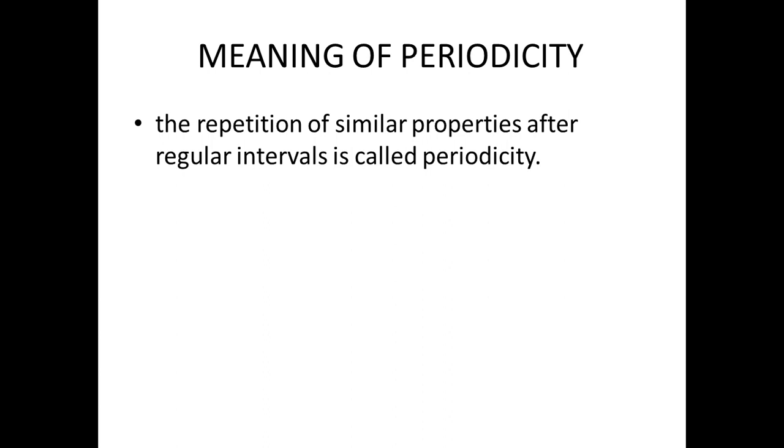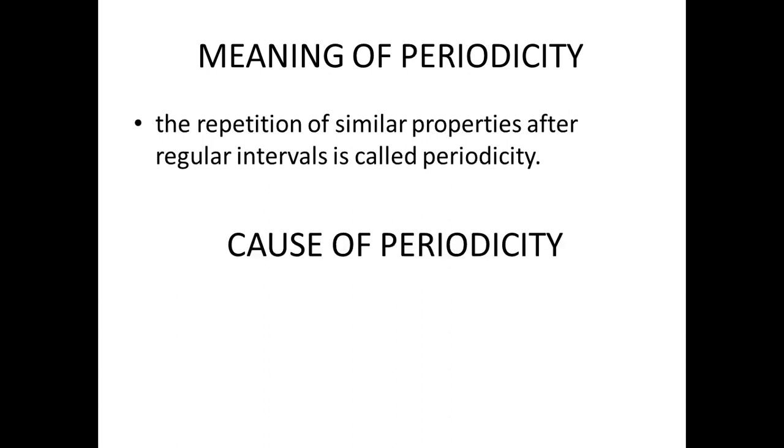What are the properties? These may be atomic sizes, ionization enthalpy, melting point, boiling point. So these properties repeat after a fixed interval. So this is all about periodicity.